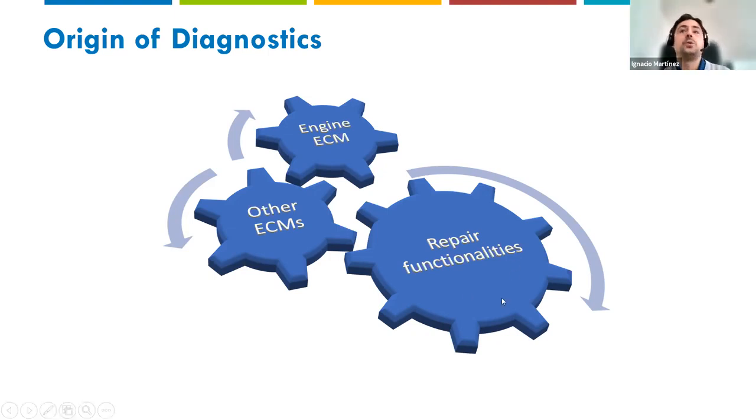Then step two, we have all the repair functionalities. Because the situation is electronics, we need repair functionalities in order to repair those systems so they're working again. And this is going to be a constant situation until the vessel is scrapped or the engine cannot be used anymore. So it's important to know that we have this origin of electronic systems, and then step two, all the repair functionalities in order to repair it.